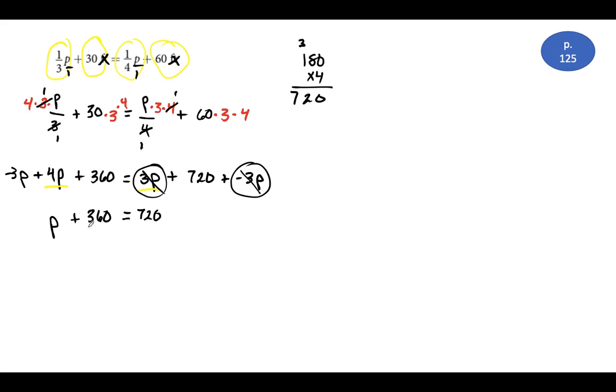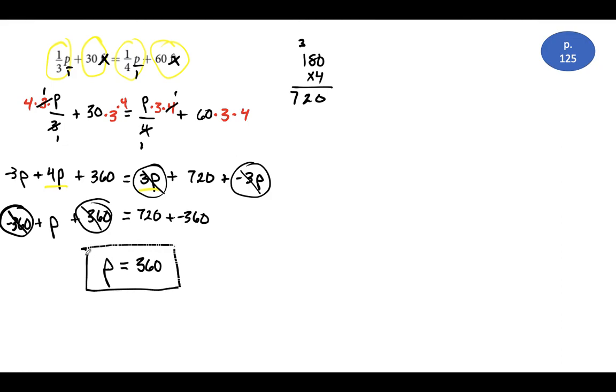All right, I just have to get rid of 360. I can do that by adding negative 360. So these 2 terms eliminate each other, and there's the bell. And I get 720 minus 360 is 360. And that is my answer.